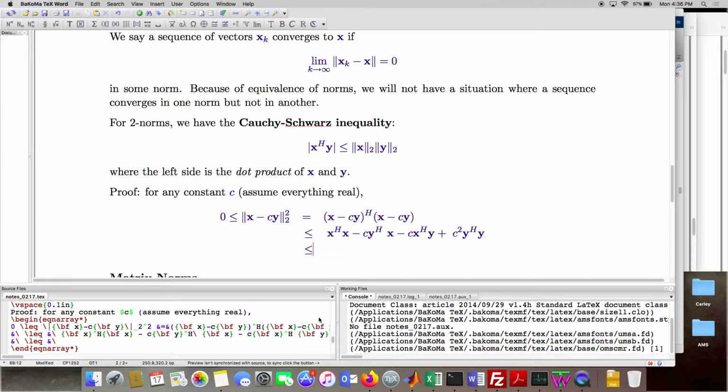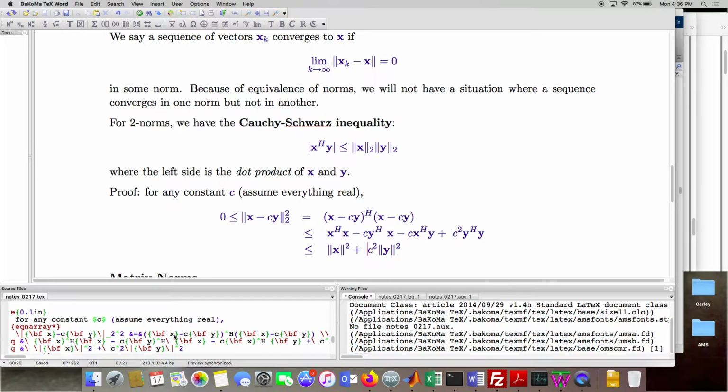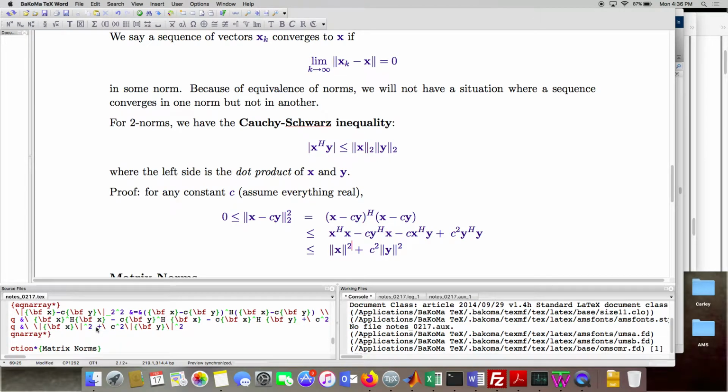Now, Hermitian transpose of anything with itself is a 2 norm squared. So that's the first term, and the last term also. And then in the middle, well, the dot product of real vectors is commutative. So I can take advantage of that, and we actually have like terms. So I have minus 2c x Hermitian transpose y.